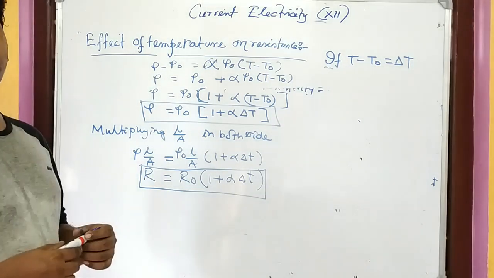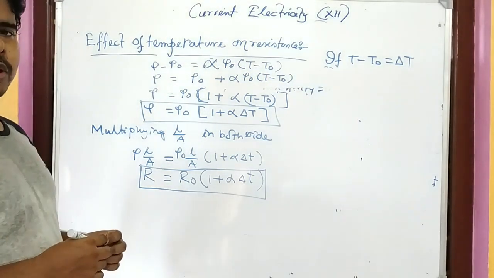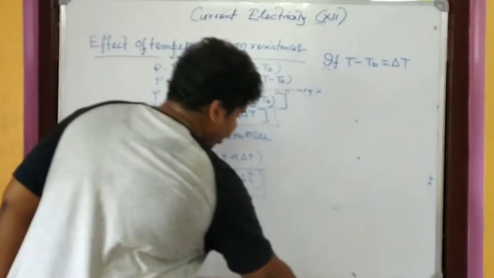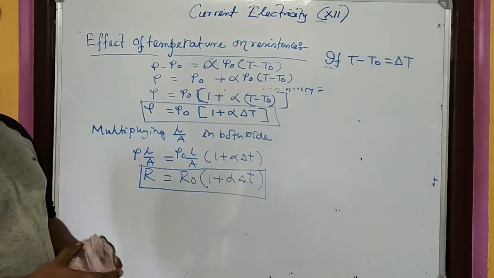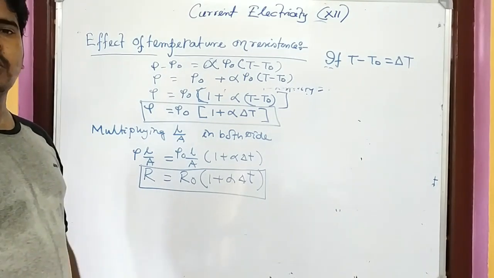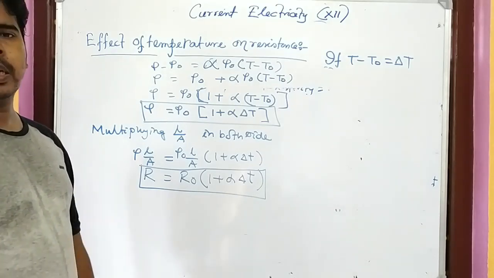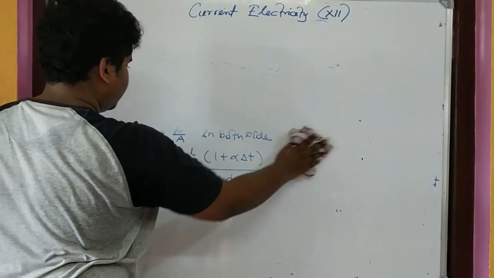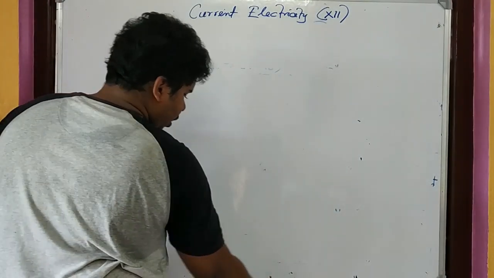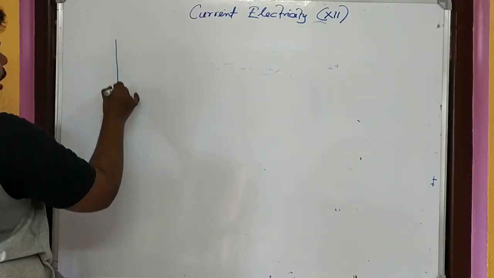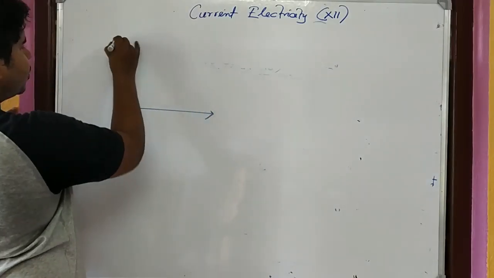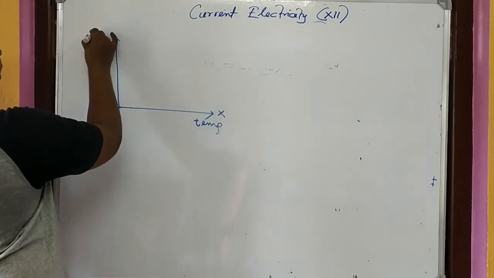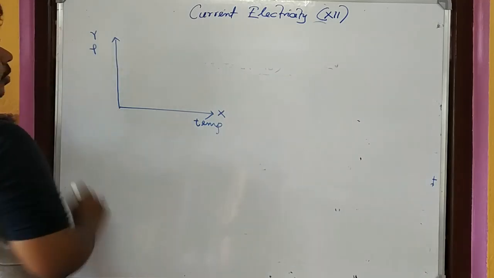So if we see how resistivity changes with temperature for different conductors, then we can understand what to use to measure the resistance or to produce the resistance in a circuit. Okay, let's see it. Assume I am taking a graph. Along the x-axis I am taking temperature, along the y-axis I am taking resistivity.